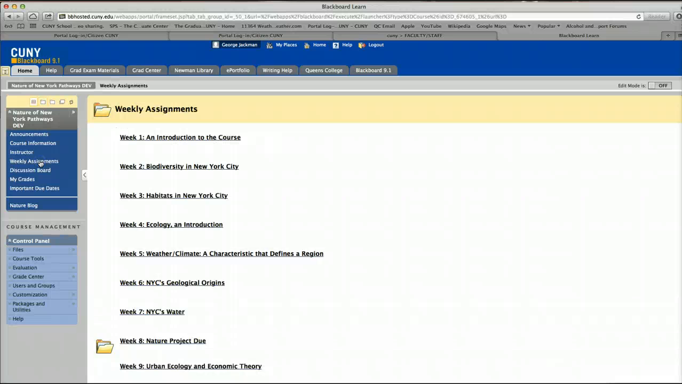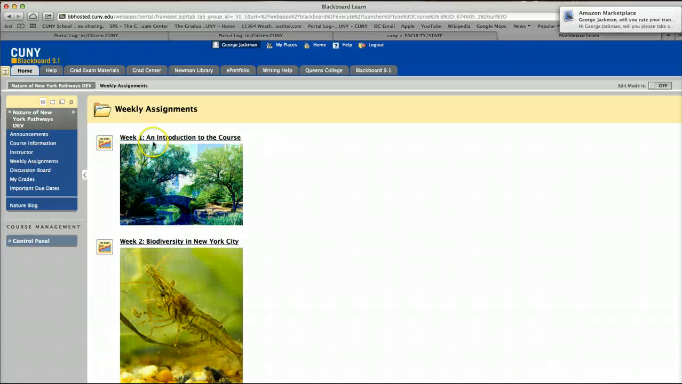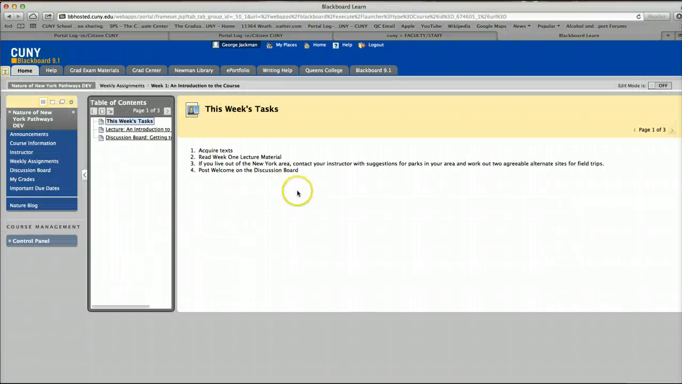Weekly assignments. If you click on your weekly assignments, these are your weekly lectures. So, for instance, if I were to go to week 1, where you would be starting, you click on this. Okay, and this now takes you to the first week's lectures. It tells you to acquire all your texts, read week 1's lecture material, and if you live out in New York, contact your instructor.